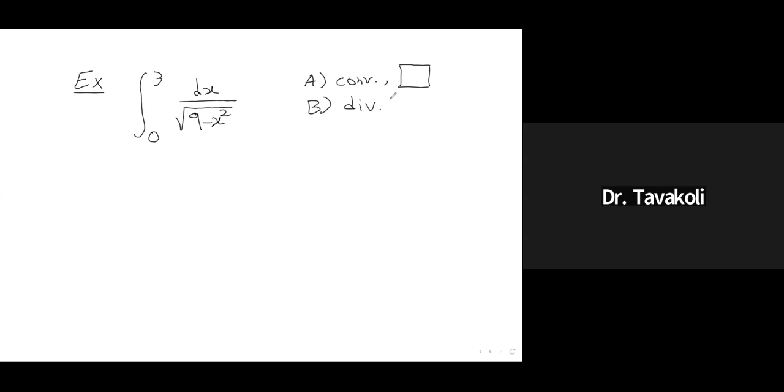Now let's see the problem with this function, 1 over radical 9 minus x squared. Is it at 0 or is it at 3? Obviously, the problem is at 3, because at 3, under the radical becomes 0, and 1 over 0 is undefined. So there is a problem at 3, which makes this an improper integral. So this is going to be equal to the limit where I replace 3 with c.